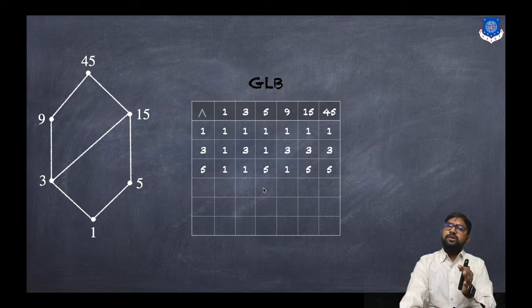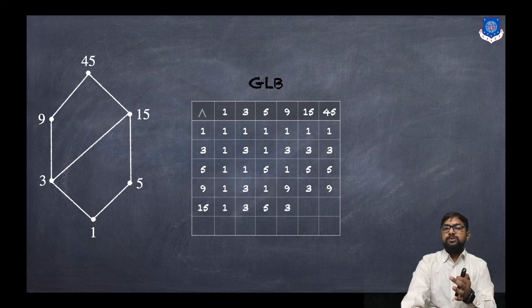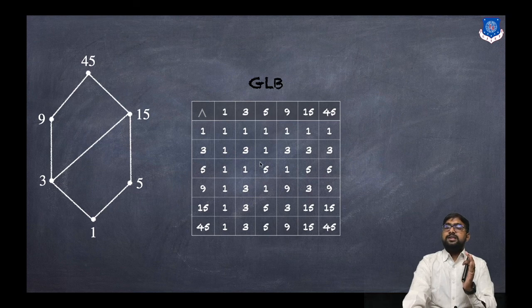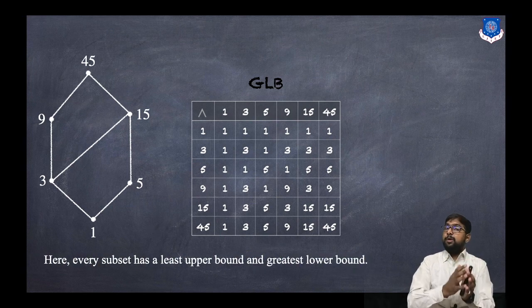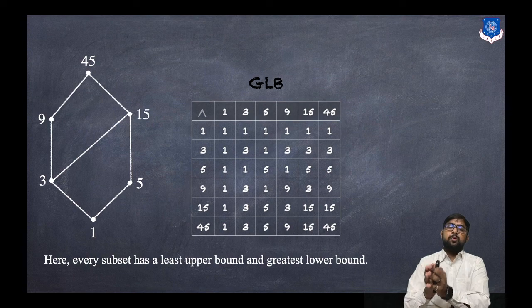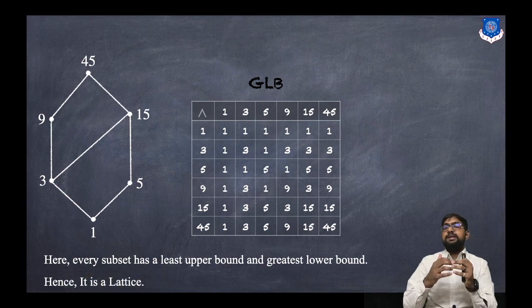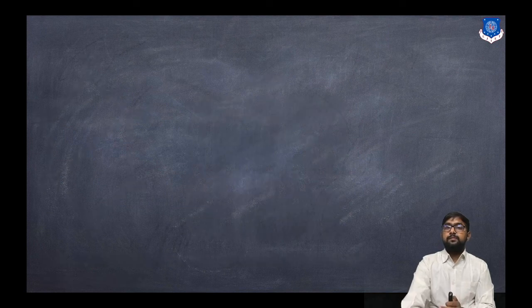So this is how you can create the GLB. Now I'm just directly writing the answers because it is very easy. So these will be the answers. As you can see, there is a GLB for each and every pair. So here every subset has an upper bound as well as a greatest lower bound, so we can say that it is a lattice. This example is the important one. Thank you.